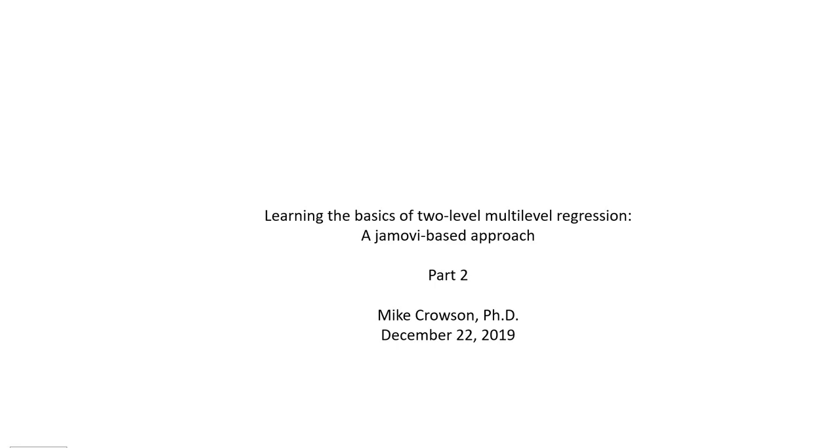Hi everyone. This video is a continuation of the previous one on two-level multi-level regression, and we're using the Jamovi program. In my previous video I went over the data characteristics. For our example, we basically had students who were nested within schools, and what we were trying to do is to predict student math achievement as a function of student level and school level predictors.